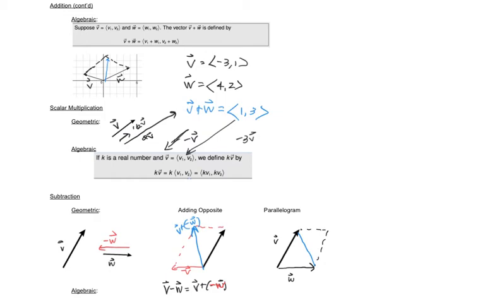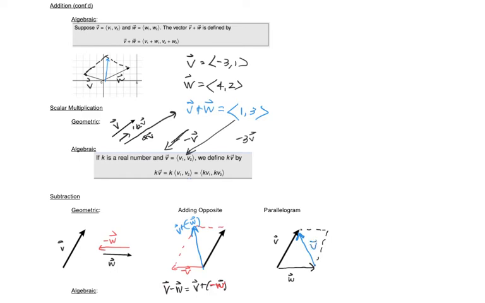Okay, but which way is it going? When you subtract v minus w, it always goes from w to v. V minus w goes from w to v.